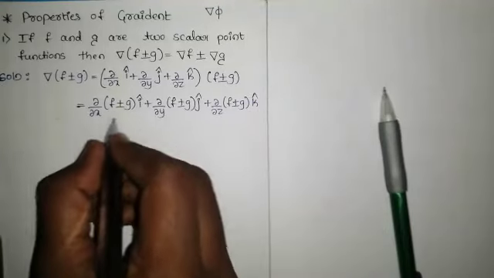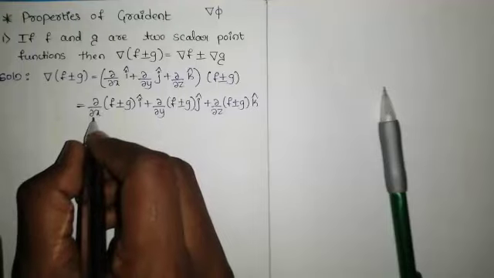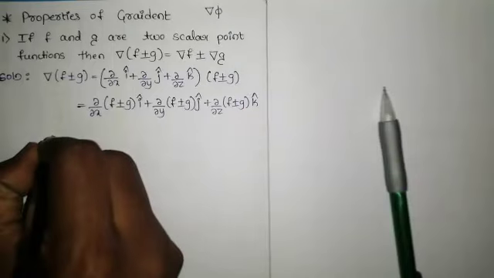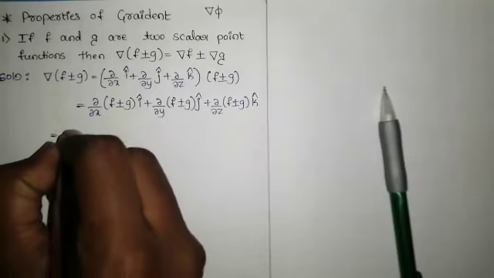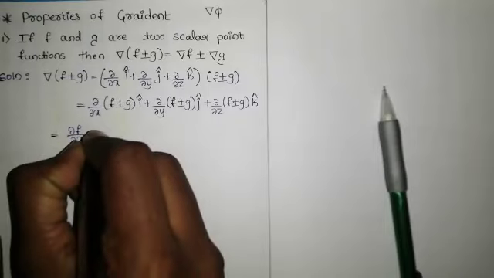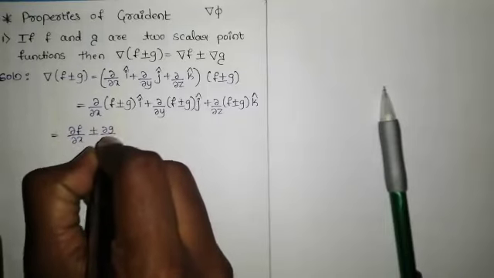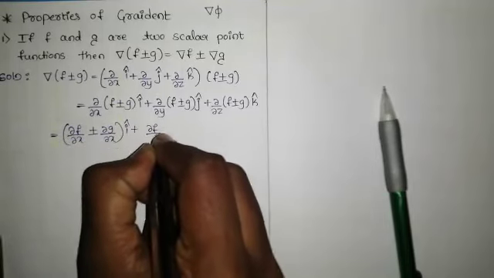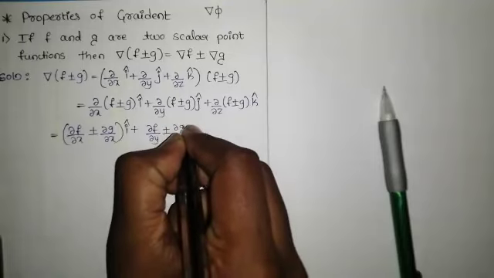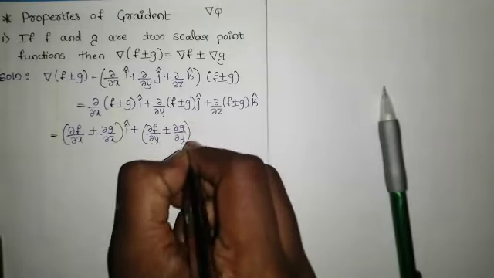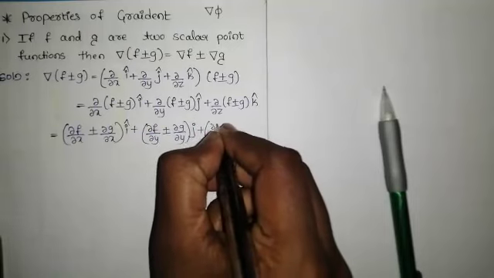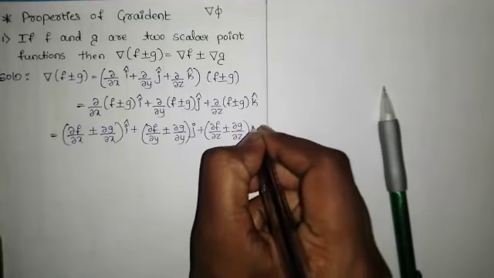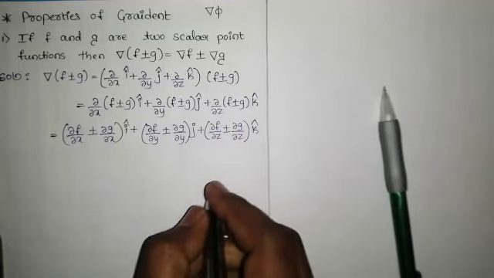Okay, now we have to write it in the form of dou by dou x of (f plus or minus g). So this can be written as, multiplying term by term, dou f by dou x plus or minus dou g by dou x into i cap plus dou f by dou y plus or minus dou g by dou y into j cap plus dou f by dou z plus or minus dou g by dou z into k cap. So this is our condition.